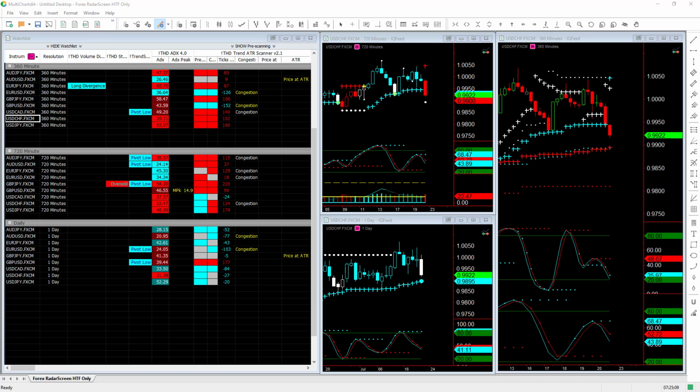On the USD Swiss franc, you can see that we have formed a congestion dot here. You can also see that we're at the ATR on the daily. You can also see that if you're just looking at the 360. What I would like to see is that this comes down and touches this red ATR and then goes back up to test for resistance. It's the test of resistance that always creates an entry for me.